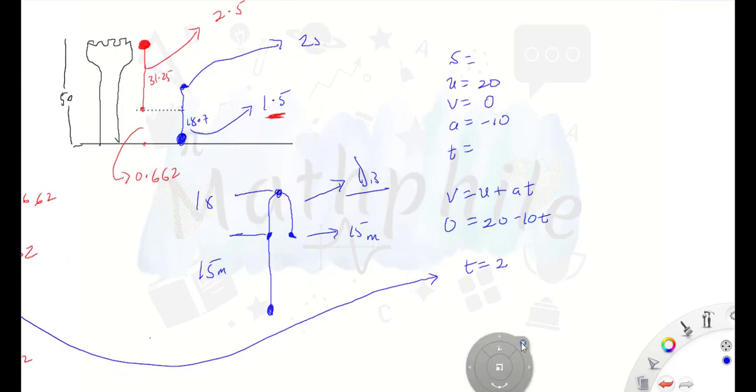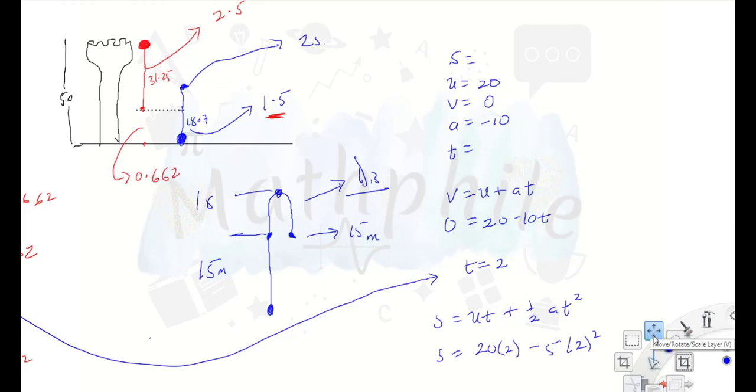We found the time. I trust the time, so I can use the time to find the S straight away. So S equals UT plus half AT squared. I trust the time, so I'm using that. S equals 20 times 2 minus 5 T squared. We know the T to be 2, so 2 squared is 4.